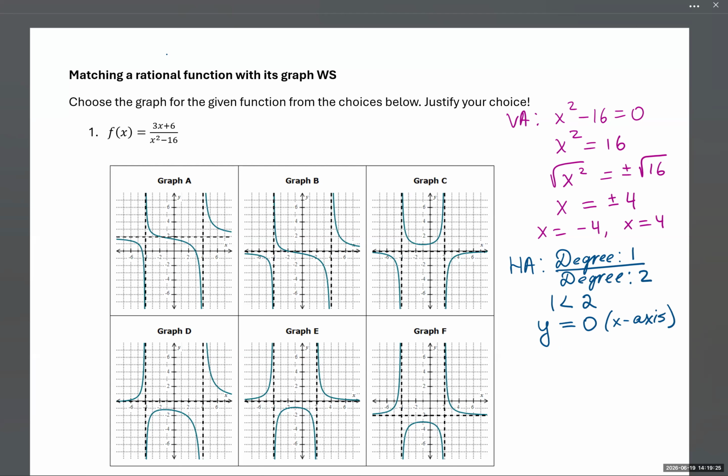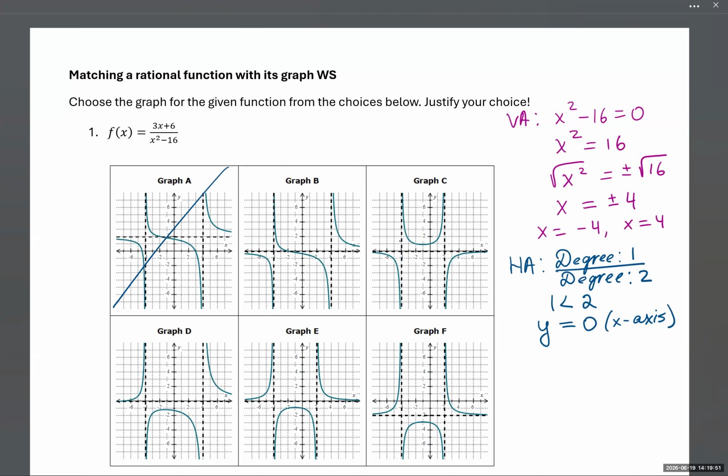Okay, we can narrow down our graphs at this point, so let's go ahead and look at them. Graph A does not have a horizontal asymptote at the x-axis, so it's not graph A. I'll go ahead and cross it out. Graph B has a vertical asymptote at -4 and another one at 4. It also has the horizontal asymptote at the x-axis, so this one still works.